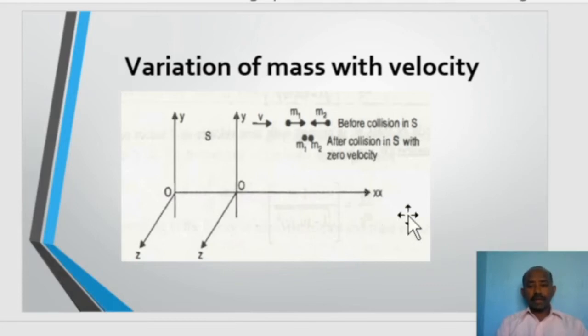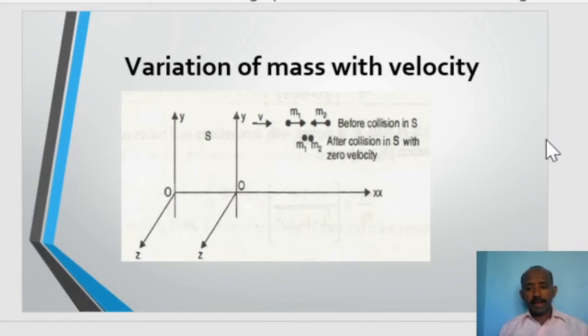Now we have to study the variation of mass with velocity. How does the mass of a body vary with velocity? According to classical mechanics, the mass of a body does not change with velocity. But according to the special theory of relativity, the mass of a body changes with relativistic speed. If a body is moving with a relativistic speed, then its mass increases.